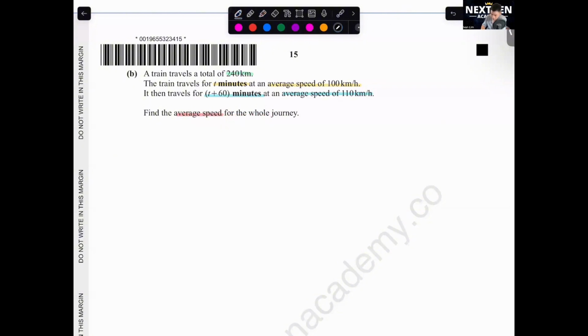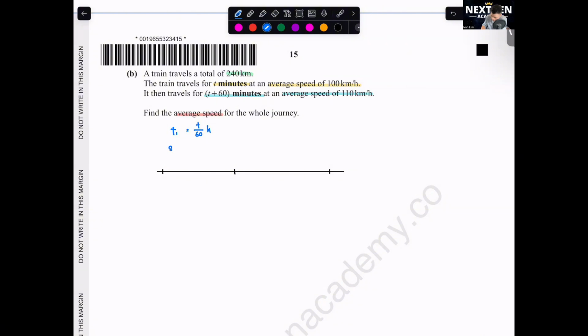Okay, what I like to do for this type of question is draw a line, then you can see the journey. Okay, we've got two sides of the journey. They say the total distance is 240 km. We just keep this in mind first. We want the units in hours. So they say here t minutes. So my first part here, let's call it t1, is equal to t over 60 hours. We change it all to hours first.